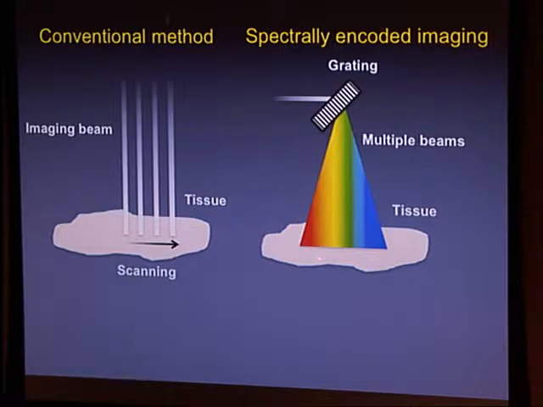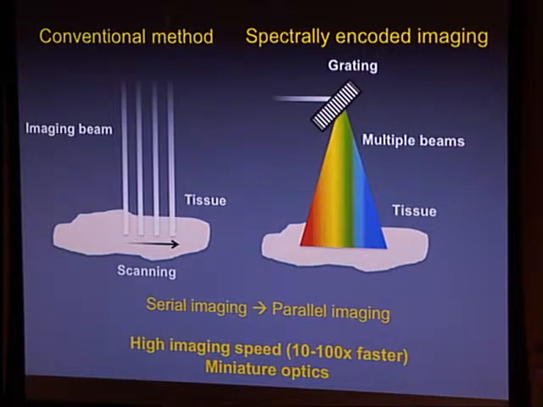So that's kind of like an order of magnitude faster than the conventional approach. By doing so, this particular axis or coordinate of the tissue is encoded with wavelengths. That's why it's called spectrally encoded imaging. As I just mentioned, by using this spectrally encoded imaging method, we are changing the imaging paradigm from serial imaging to parallel imaging. And then we can increase the imaging speed by 10 to 100 times.